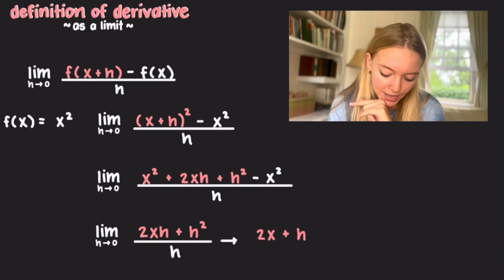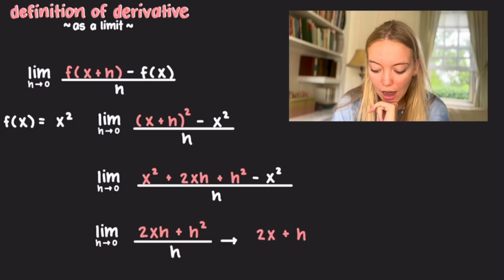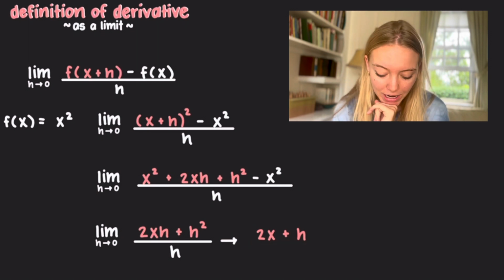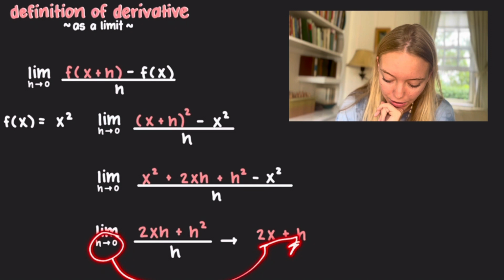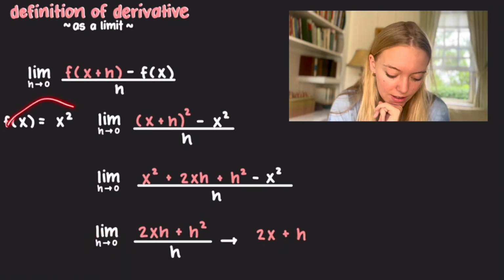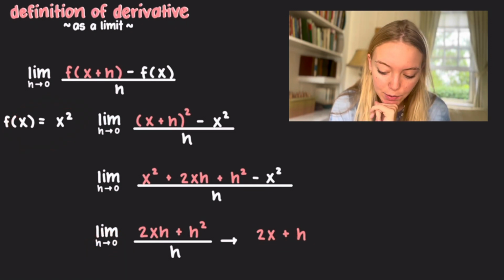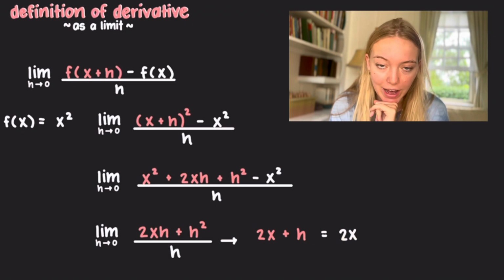So we simplify it to 2x plus h, and now once you don't have an h in the denominator, you can plug in the limit as h goes to 0 into wherever you have h. The derivative of x squared is going to equal 2x.